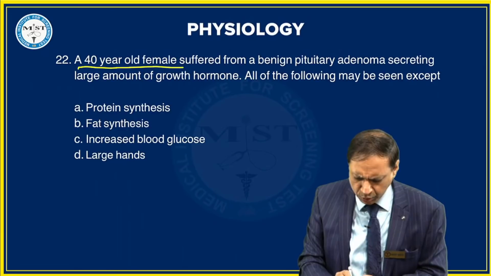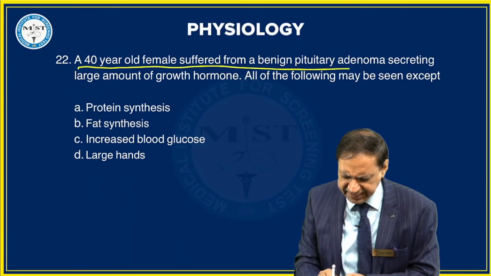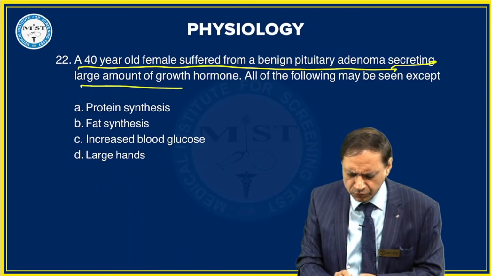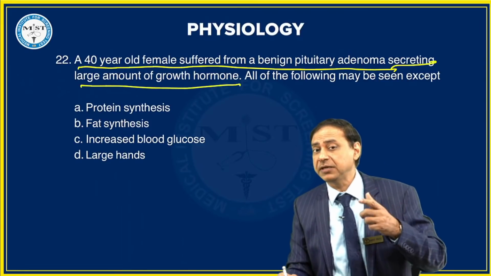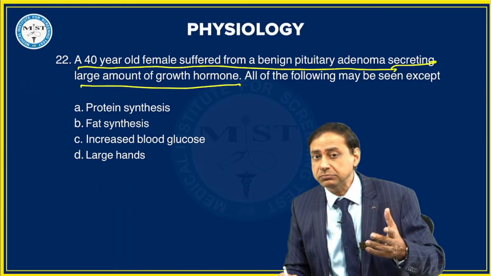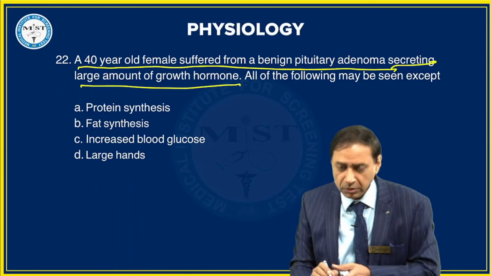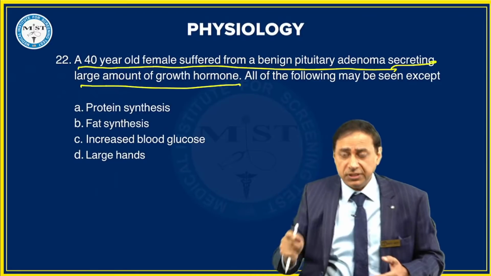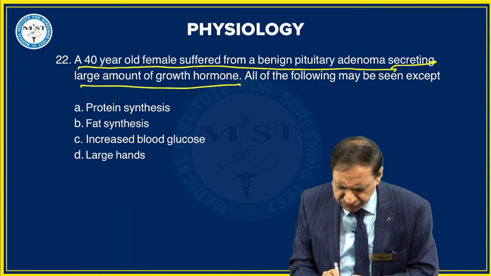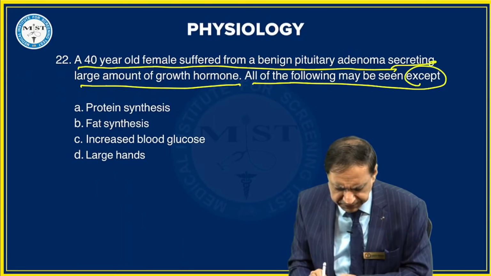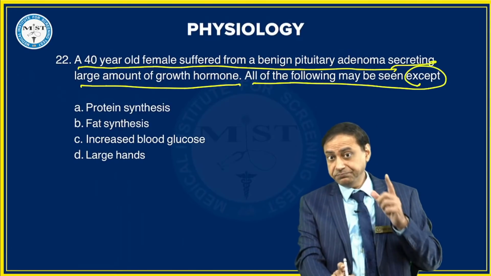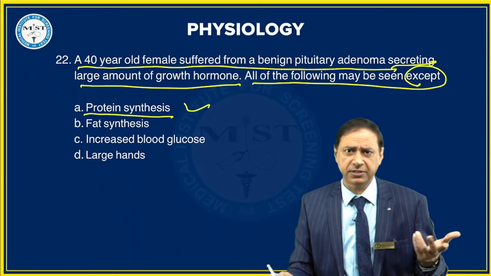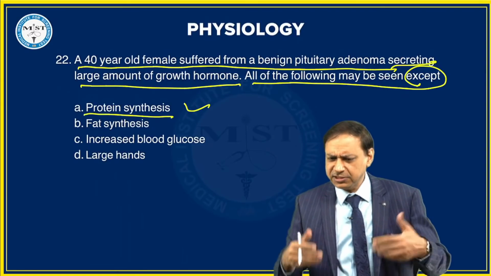A 40-year-old female suffered from a benign pituitary adenoma, secreting large amount of growth hormone. Pituitary tumor secreting growth hormone. She will develop acromegaly. All of the following may be seen except. Acromegaly, more growth hormone, so there will be protein synthesis. Yes, there will be more protein synthesis. That is why you will have acromegaly.